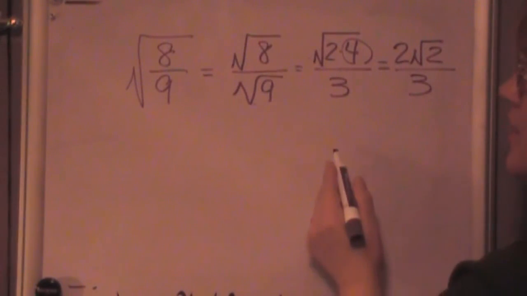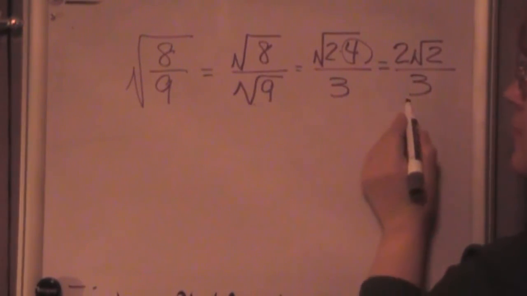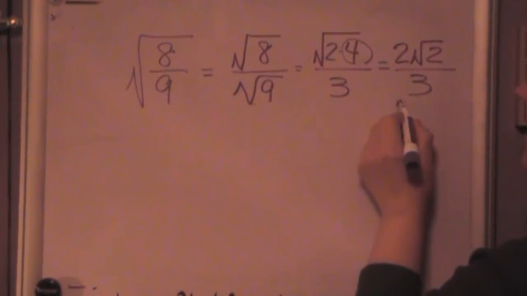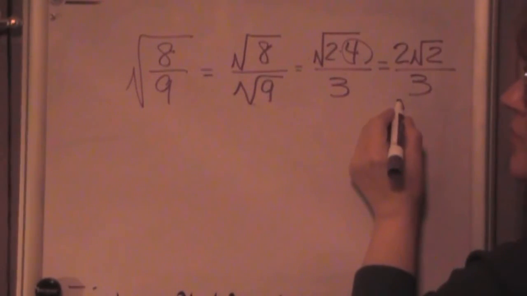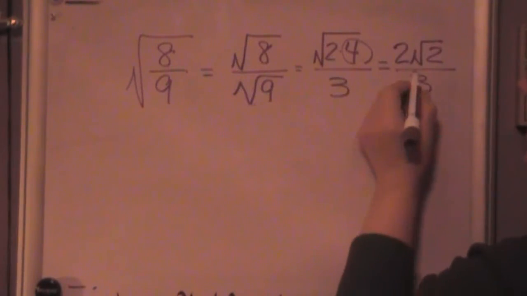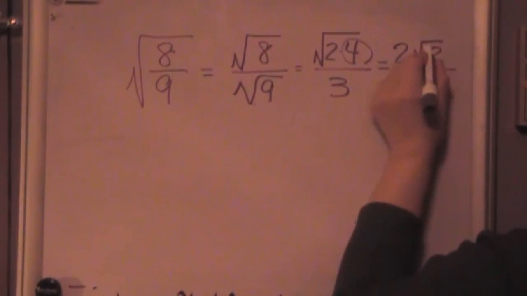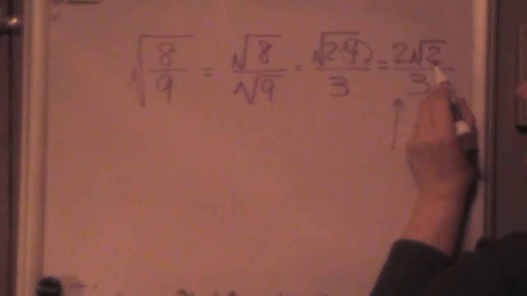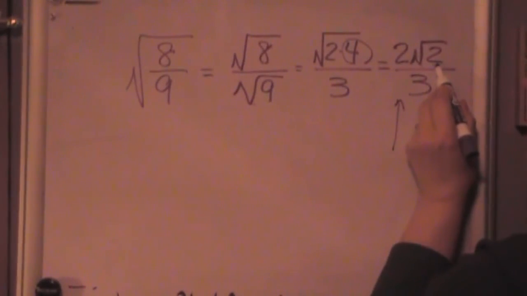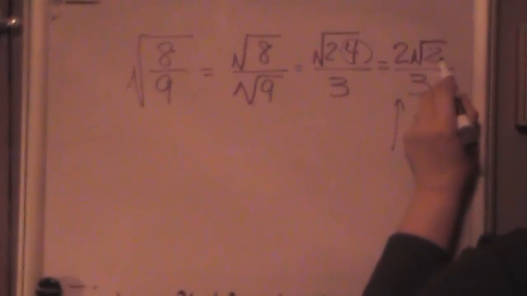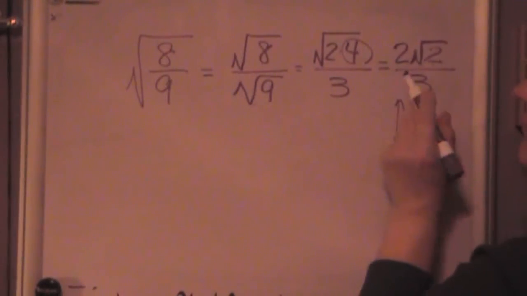Now remember, these are only in simplified form as long as there is no radical in the denominator, so no square root or cube root down here, and everything that is left in a square root sign or a cube root sign cannot have any more factors brought out of it.